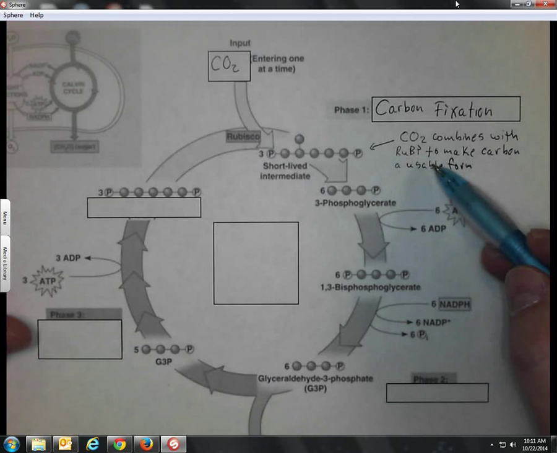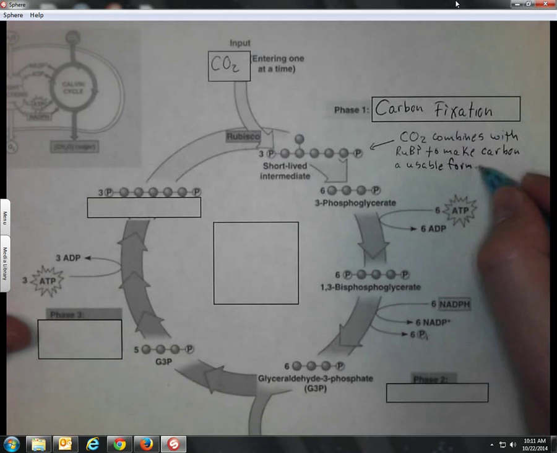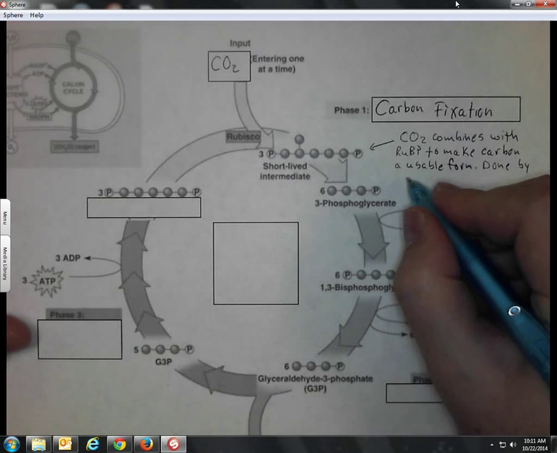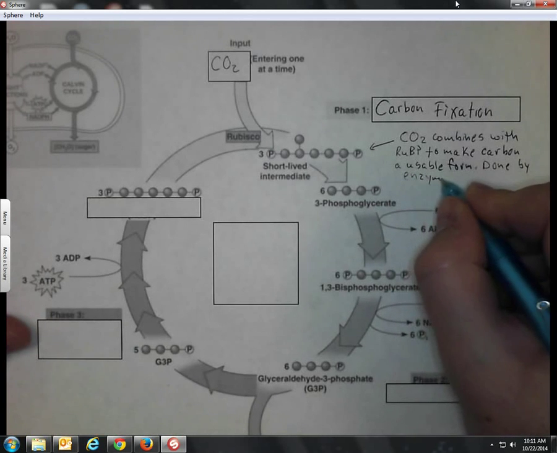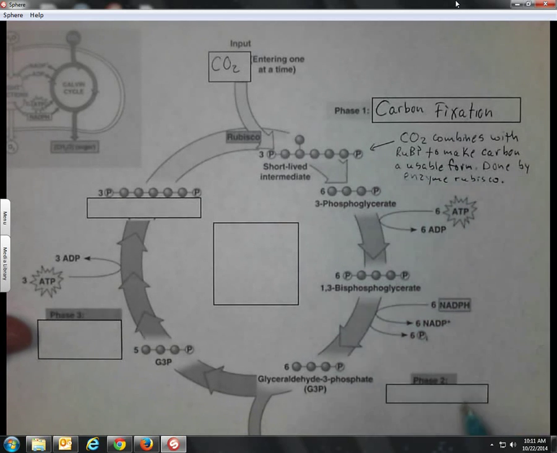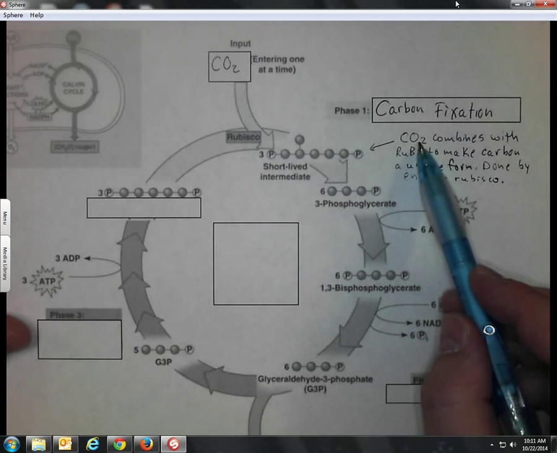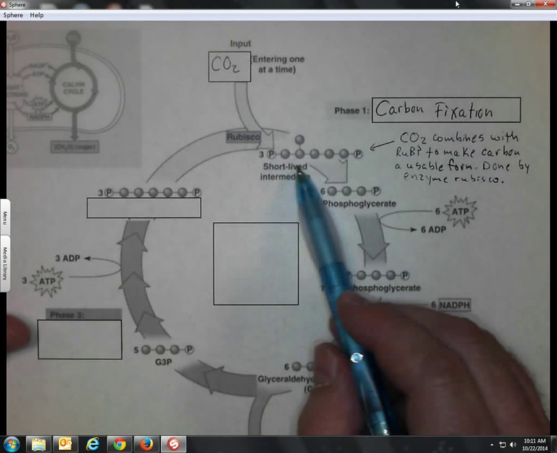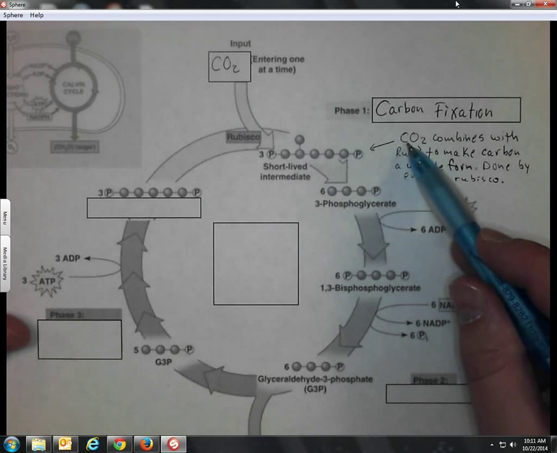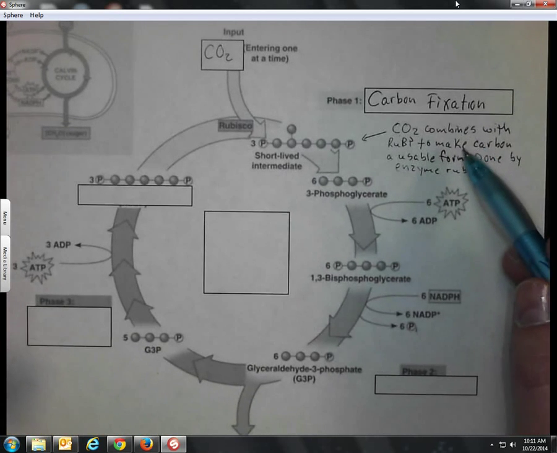This process is done by the enzyme rubisco. Okay, so the enzyme rubisco is actually what is taking carbon dioxide, combining it with this RuBP molecule, and then turning that carbon into a usable form so the plant can use it, so the chloroplast can use it. That's carbon fixation. That's part one. It takes a little bit of energy for this to happen.